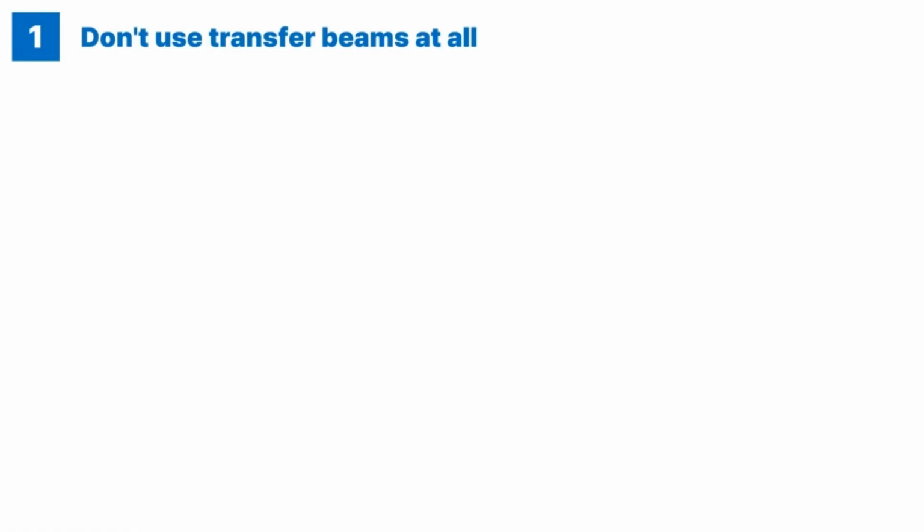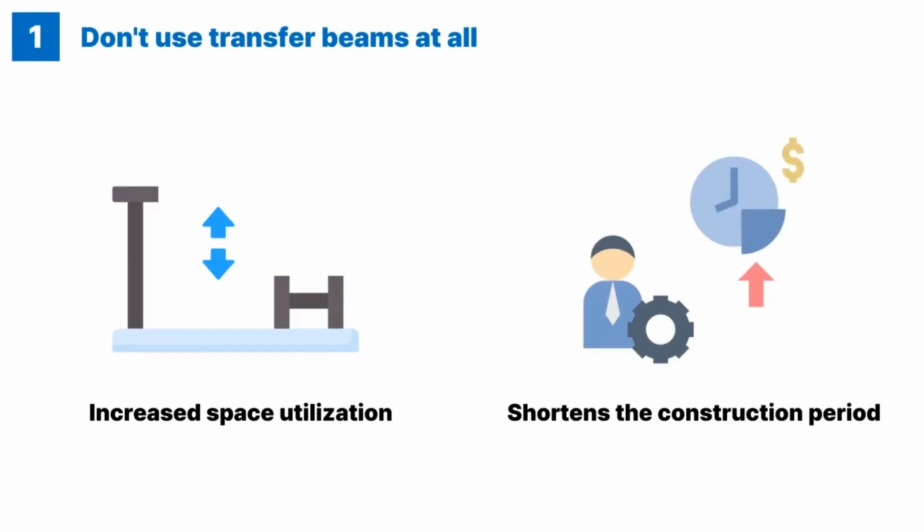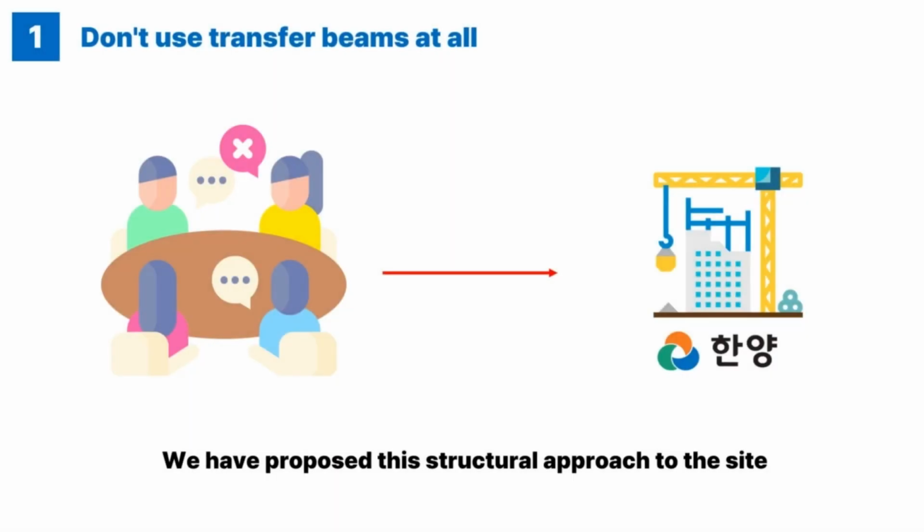By adopting this approach, the need for transfer beams or transfer slabs, which form the transfer layer, is eliminated, resulting in increased space utilization. Additionally, it reduces the number and cross-sectional area of the pilotis columns, minimizes construction costs, and shortens the construction period, thereby enhancing cost effectiveness. We have proposed this structural approach to the site, highlighting its advantages.